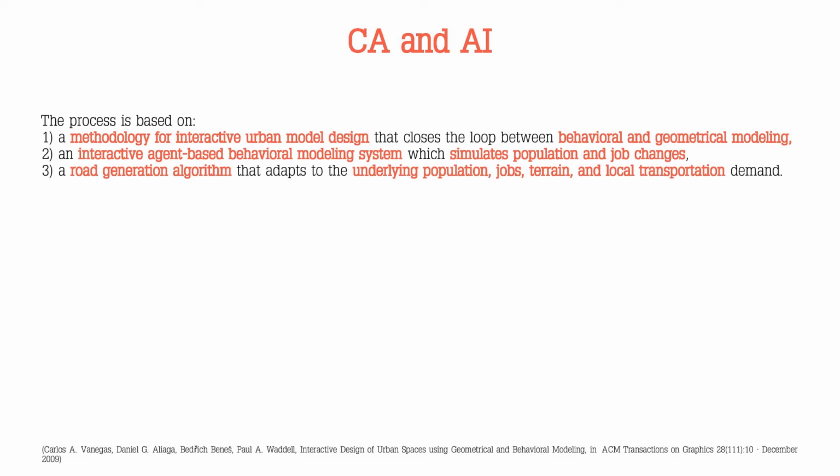Point number two, an interactive agent-based behavioral modeling system which simulates population and job change. Number three, a road generation algorithm that adapts to the underlying population, jobs, terrain, and local transportation demand.